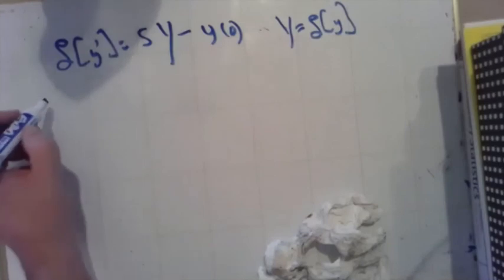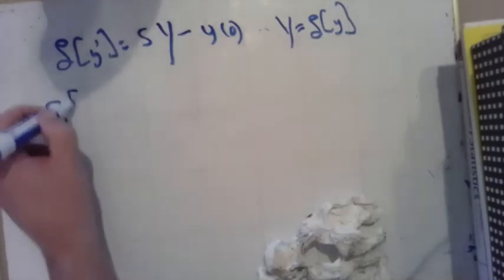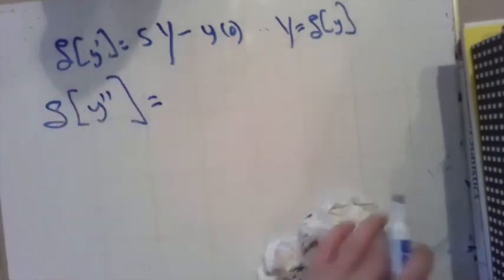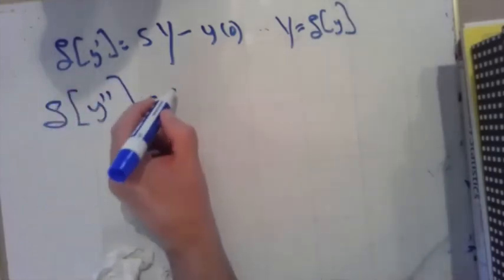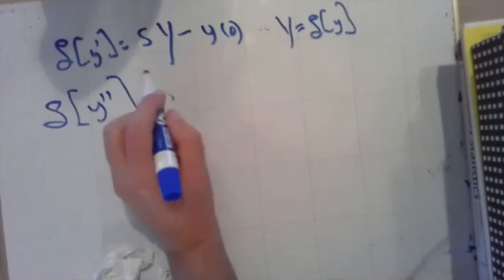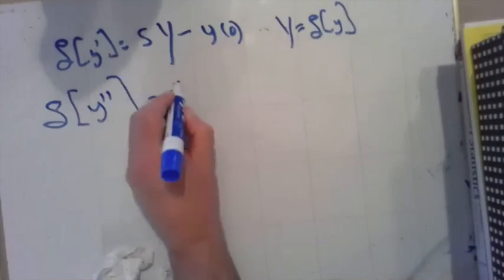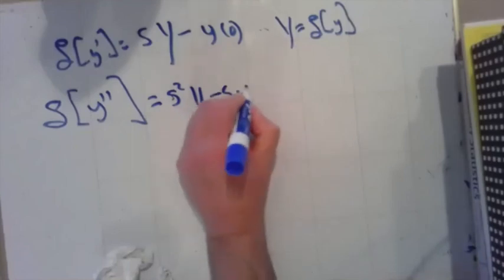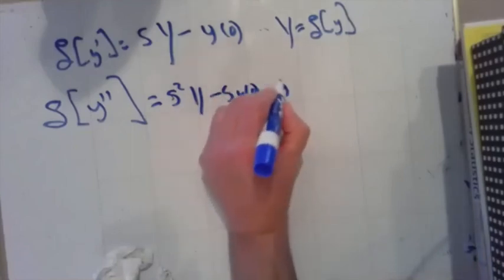What if we had two derivatives? The Laplace transform of y double prime. We could go through all the math, but I'm just going to spit out the answer for you here. It is s squared capital Y minus s y of 0 minus y prime of 0.